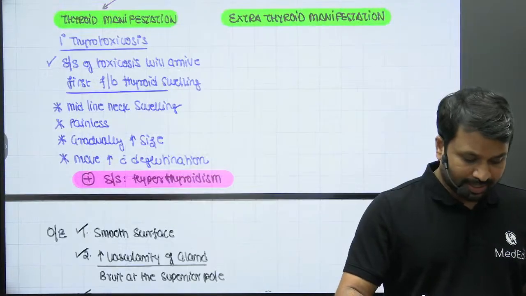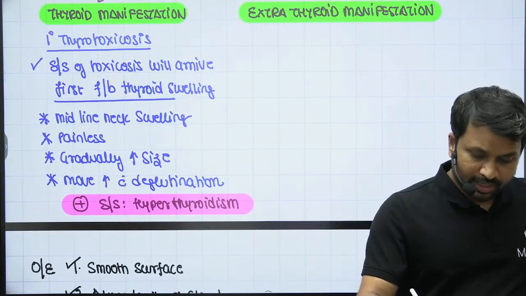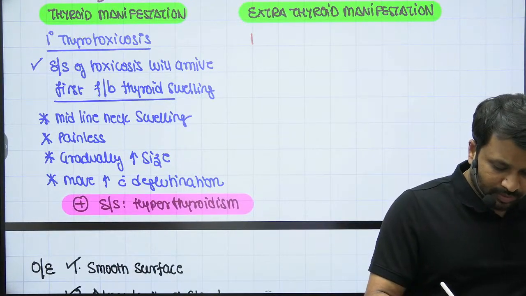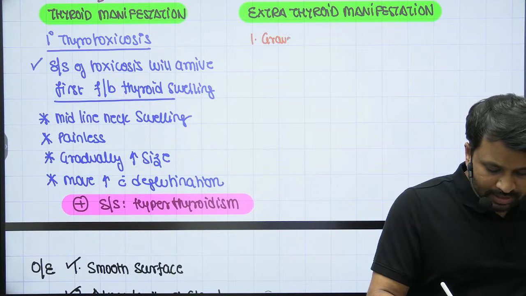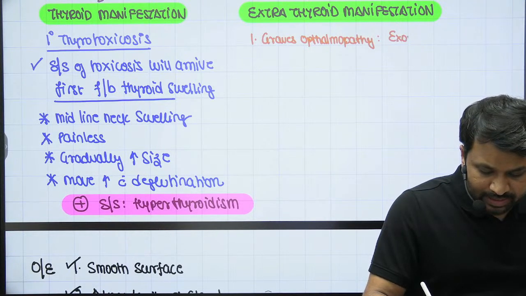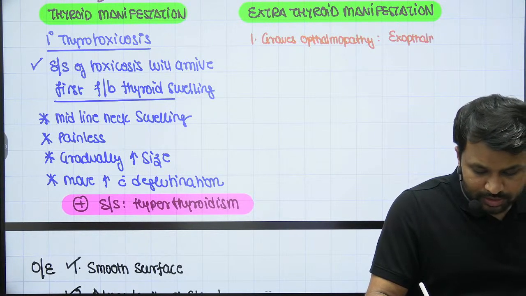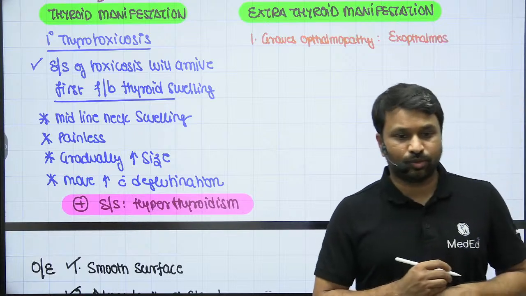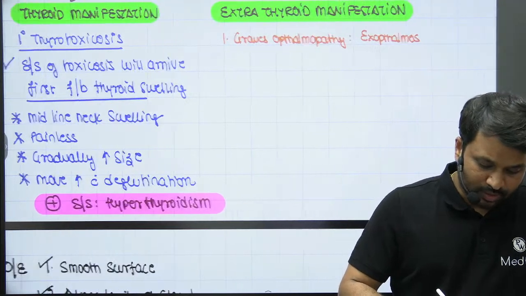Now we talk about the extrathyroid manifestation. In the extrathyroid manifestation, number one, you have something called Graves' ophthalmopathy, which is also called exophthalmos, right? So what is this exophthalmos that is going to happen?